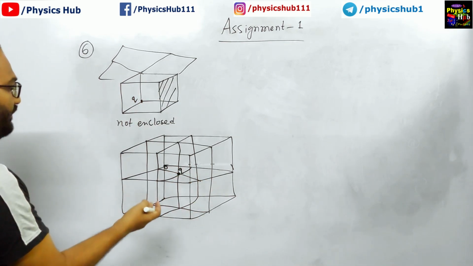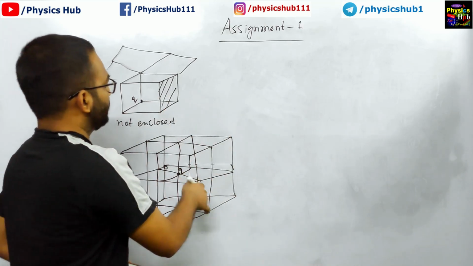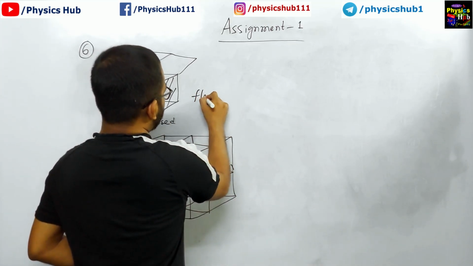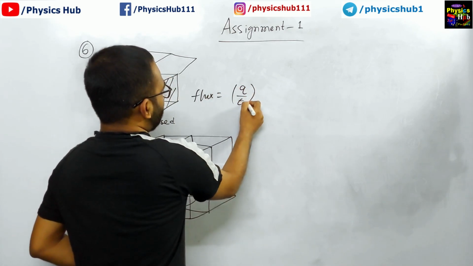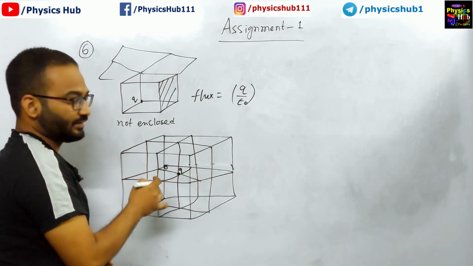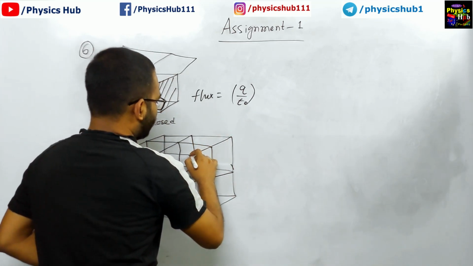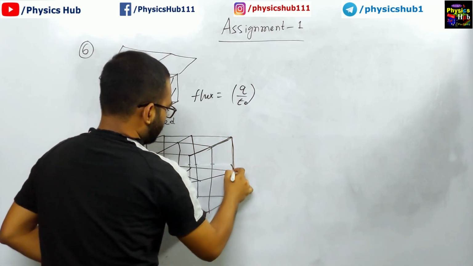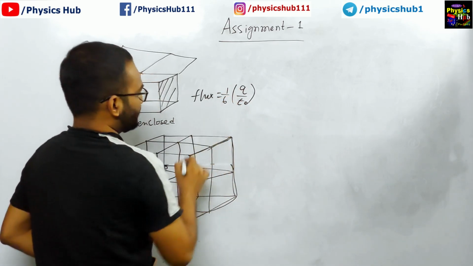Now you can apply that the total flux coming out of this big cube is Q by epsilon naught. Now there are total 6 faces. So by one big face like this, what is the flux coming out? It is 1/6 of the total flux.